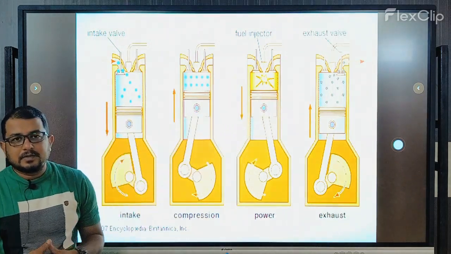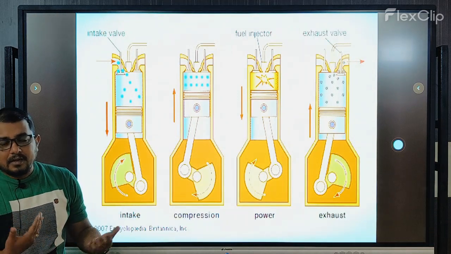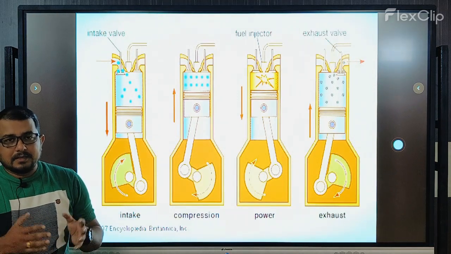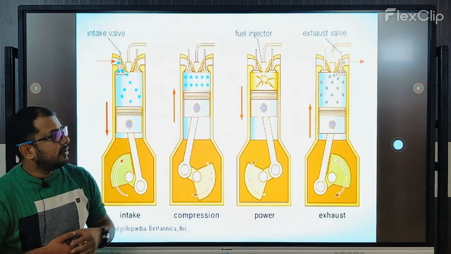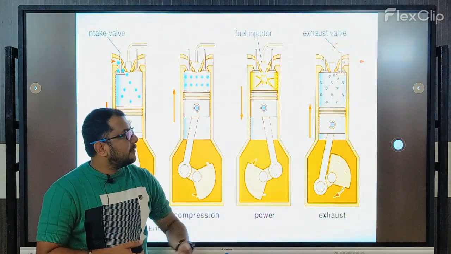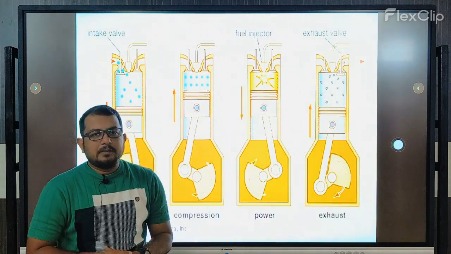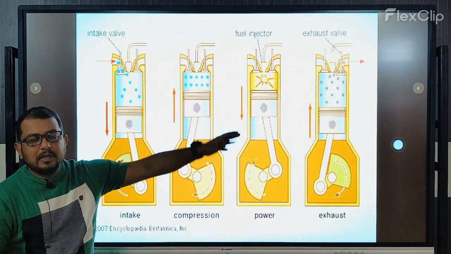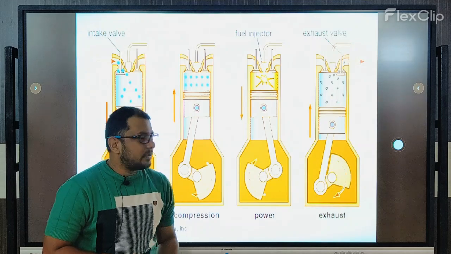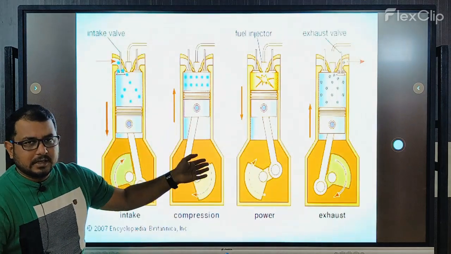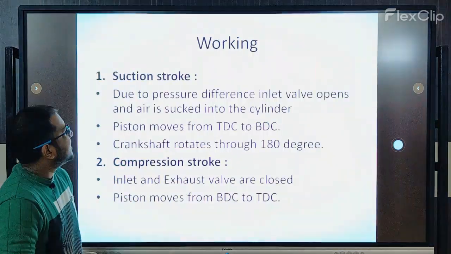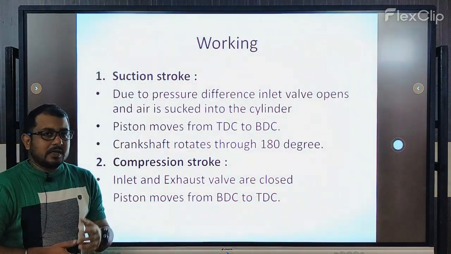After the completion of the expansion stroke, the entire cylinder is filled with waste gases. You want to move them out. What will we do? We will move the piston from bottom dead center to top dead center. By opening the exhaust valve, all the waste gases go out. We will see the working in the next slide. The working is as I have already told.